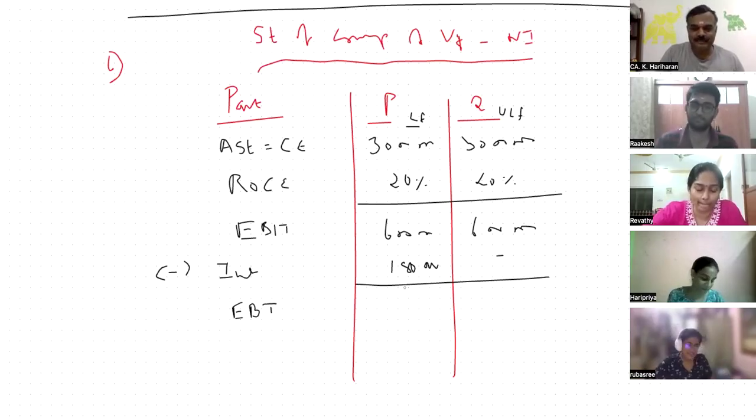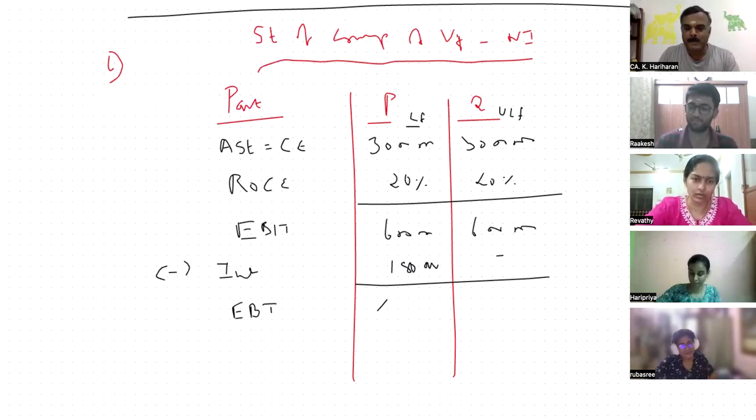Less tax at 50%. Very less tax only. Balance is equal to earnings after tax, the remaining 50%: 2 lakh 10,000 and 3 lakhs. Yes, sir.